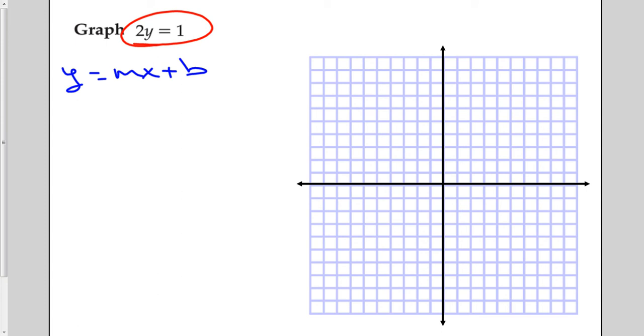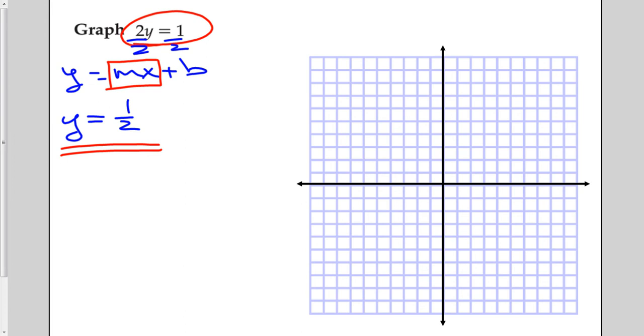And so what I'm going to do is divide both sides by 2, and I should get y is equal to 1/2. Now what this is telling us is that I don't have a part of this equation where the slope changes. Let me rephrase that. I don't have a part of this equation where the x values matter. The x values aren't there. The only thing that matters in this equation, based on what I have, is that y is equal to 1/2.